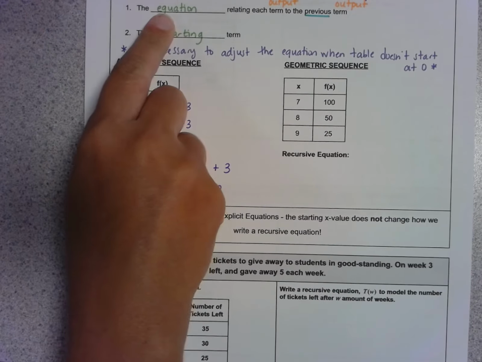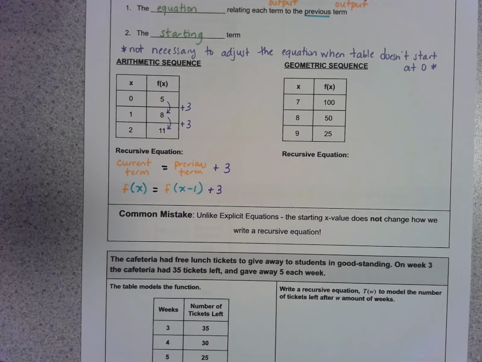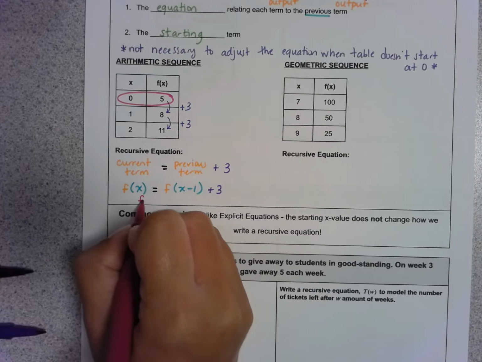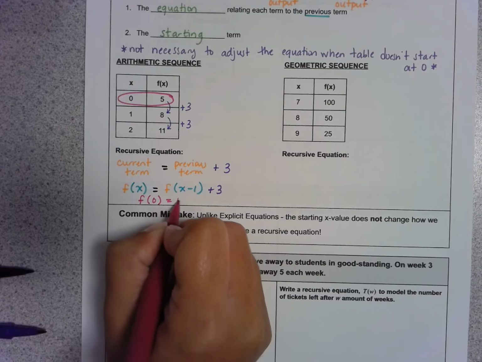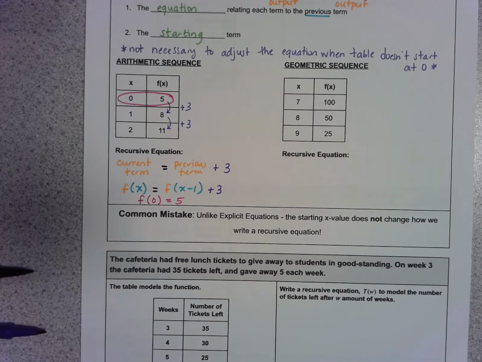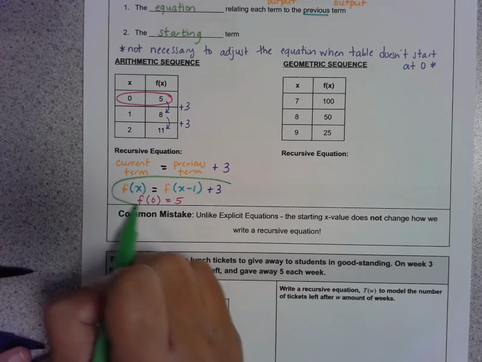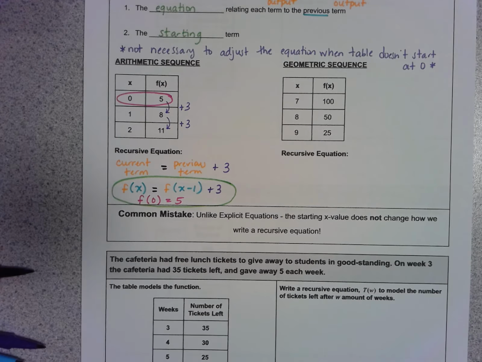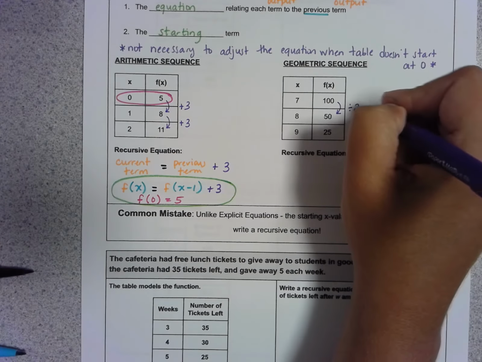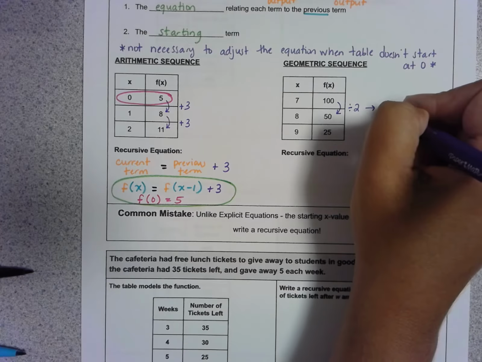Now that's part 1. We wrote our equation that relates the current output to the previous output. We also need to specify the starting value. So where do we start? We start with f of 0 equals 5. When the input is 0, the output is 5. Both of these are necessary in order to have a complete recursive equation. Now for a geometric sequence, I might start like this. Let's look at this pattern. It looks like I'm dividing by 2 each time, which I'm going to change to multiplying by 1/2.